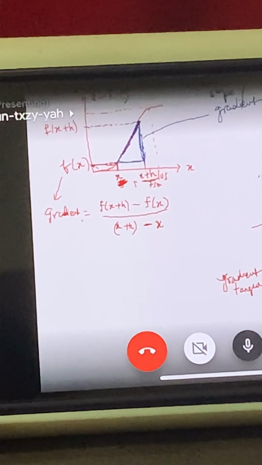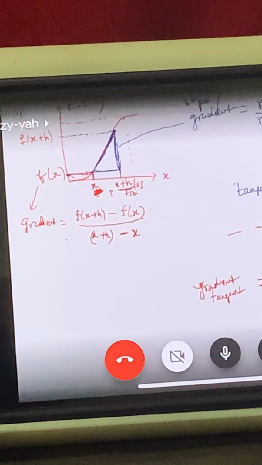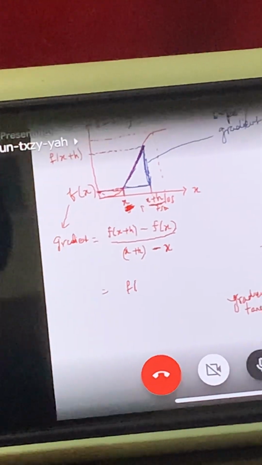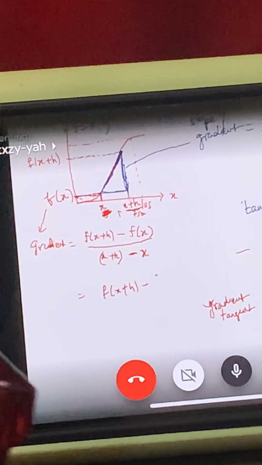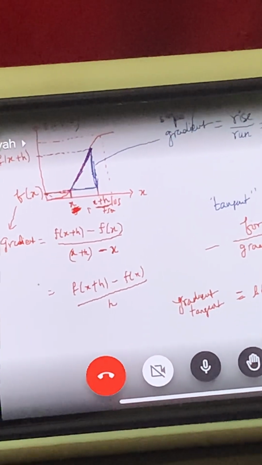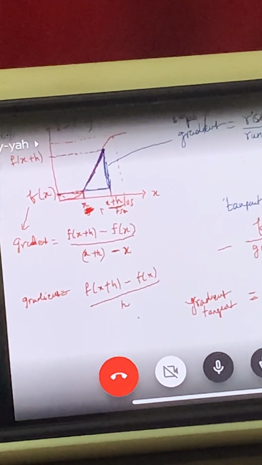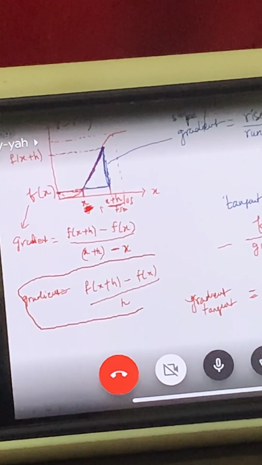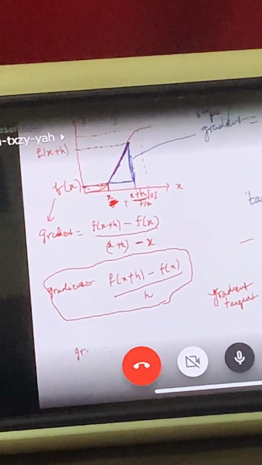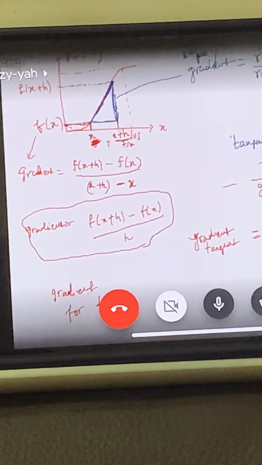So this is nothing but the gradient. The same gradient, if you want to write it out, we can simplify it: f of x plus h minus f of x, divided by h. Right? So this is the formula for gradient for any kind of structure like this. This is how you have to find the gradient. But the gradient value for the tangent is different.